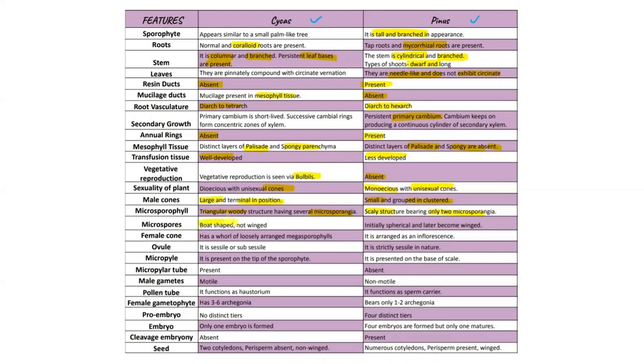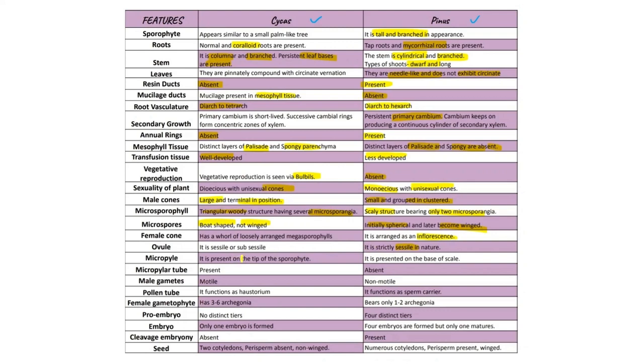Now, microspores are boat-shaped and they are not winged in cycas, whereas in the case of pinus, initially they are spherical, then they later become winged. That is very important: the pollen grains are winged. Now, the female cone has a whorl of loosely arranged megasporophylls in cycas, whereas we see an inflorescence in the case of pinus. If we talk about the ovule, then it is sessile or subsessile in the case of cycas, whereas it is strictly sessile in the case of pinus.